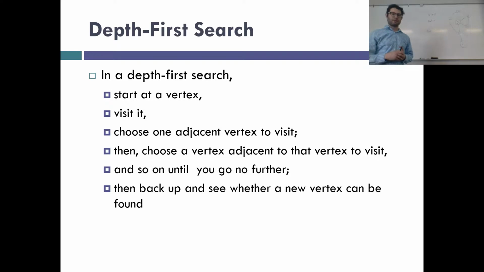Right? So here we're just going to start at a vertex. We're going to process that vertex, and then we choose one of its neighbors. We don't look at all of them. We just look at one of the neighbors. And then we visit that one, and then we repeat until we hit a dead end, and then we back up. And then if we're at a dead end at that point, we back up some more, right?